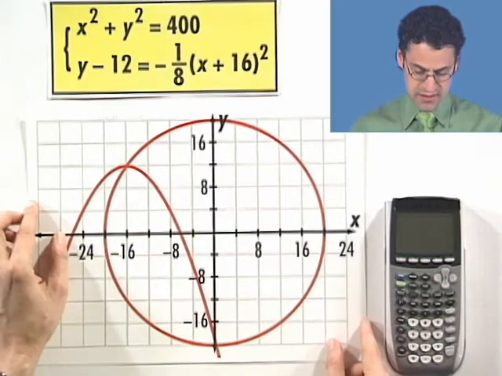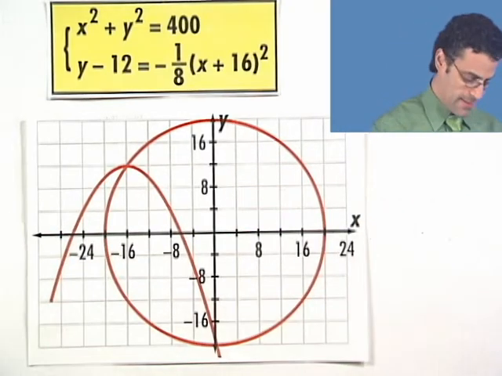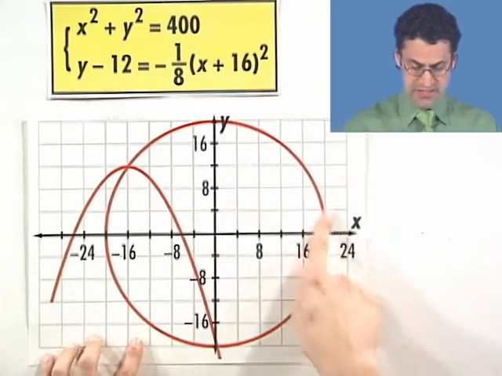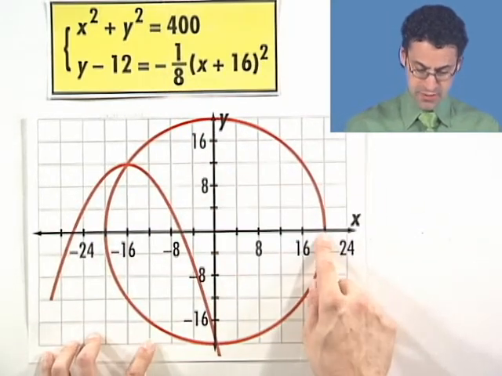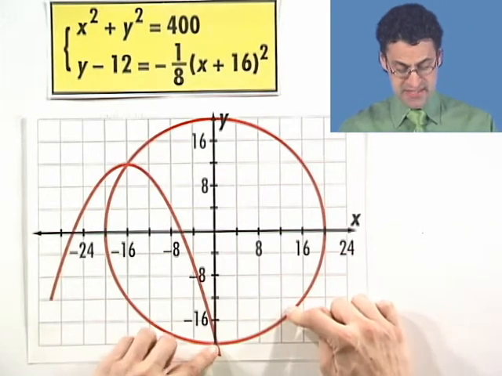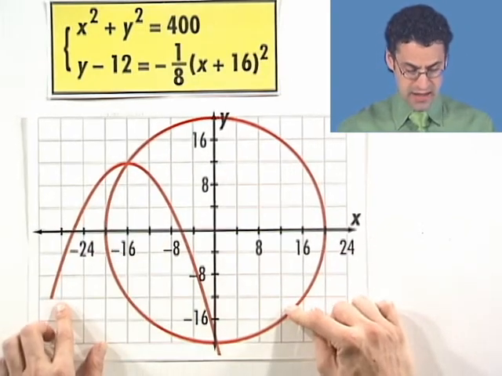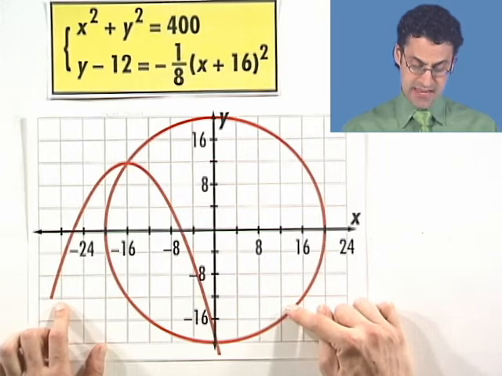Well, I've graphed it for us here, and you can see what we get. Here we see the circle centered at the origin, radius square root of 400, which, of course, is 20, so you can see that right here. And then here's that sad face parabola that we promised. Does this make sense? Is this really okay?